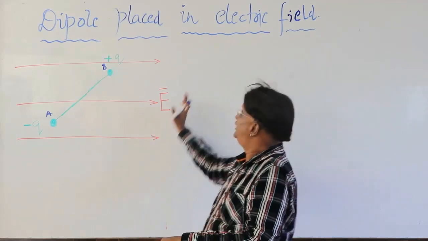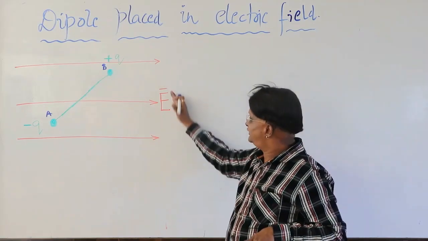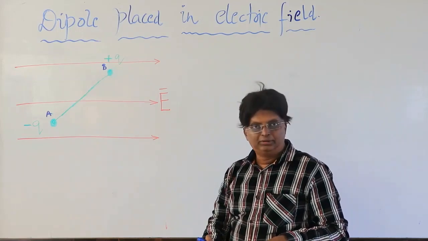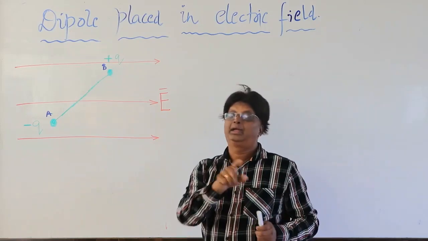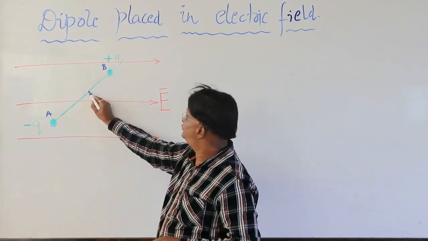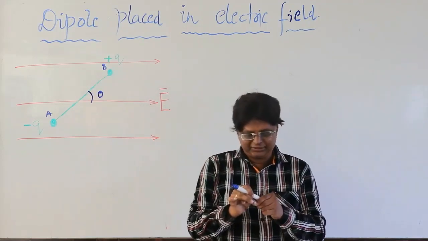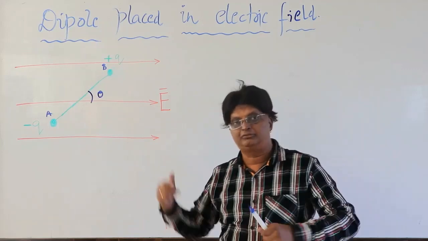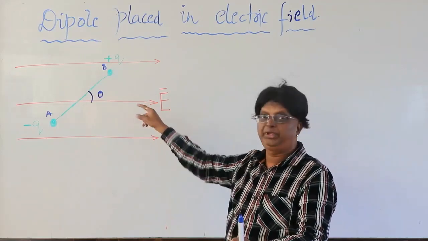A dipole placed in an electric field. I have shown a situation. This is a uniform electric field. I have shown AB, a dipole, placed in the electric field at an angle. This is theta. Now when I say theta, what is that angle theta? It is the angle between P bar, the dipole moment of the dipole, and E bar. The angle between P bar and E bar.